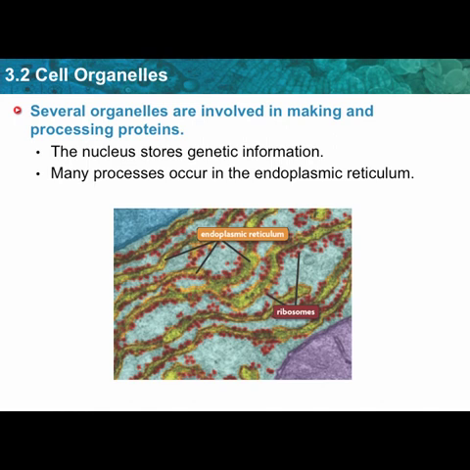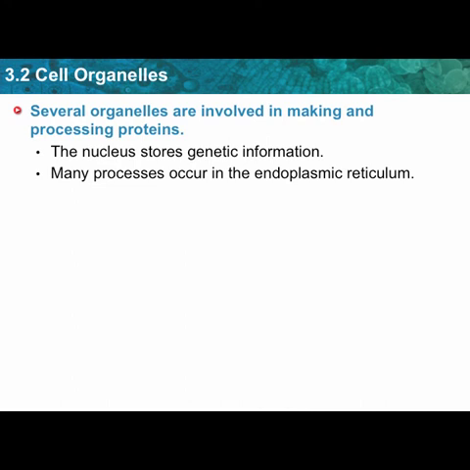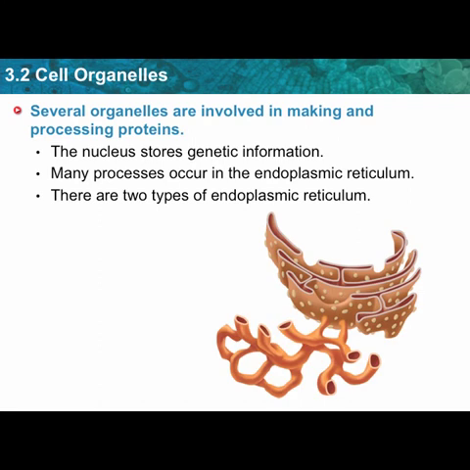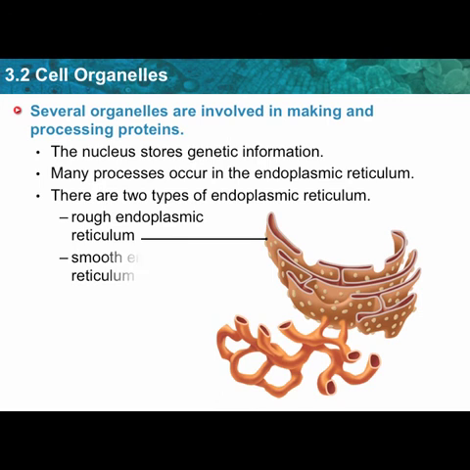Many processes occur along the endoplasmic reticulum. It's a transportation system. Ribosomes on the rough endoplasmic reticulum are the protein factories. There are two types of endoplasmic reticulum. The rough endoplasmic reticulum is called rough because it has the little bumpy ribosomes on it, and the smooth endoplasmic reticulum is lacking the ribosomes. Two different transportation systems.